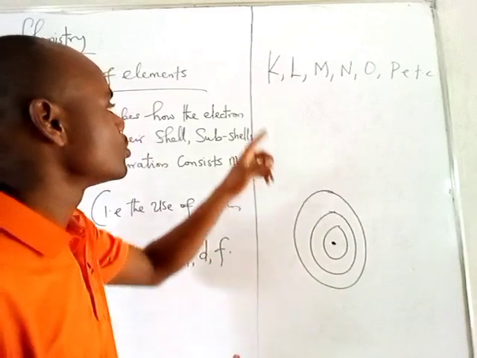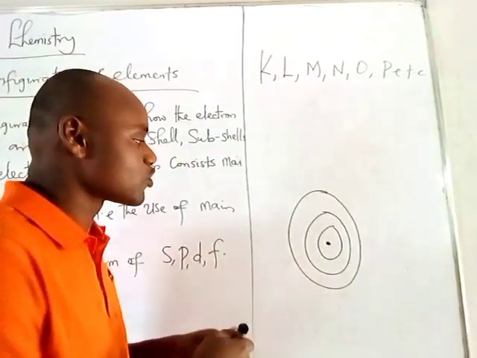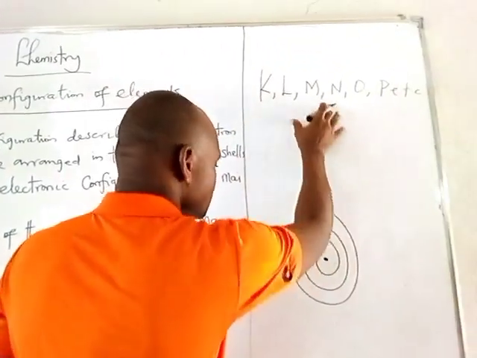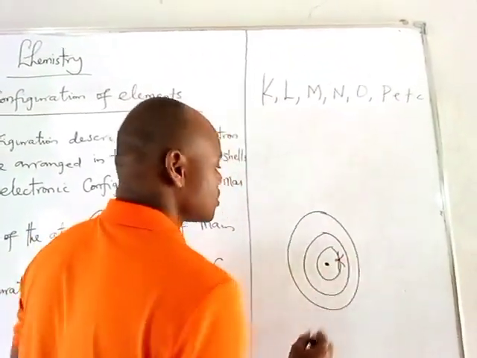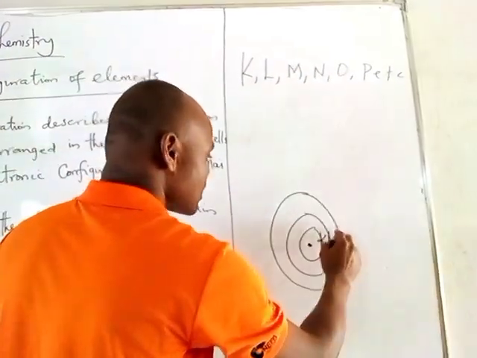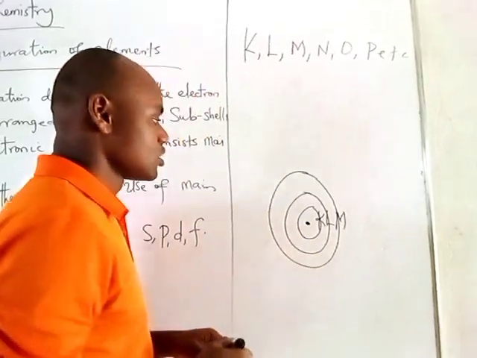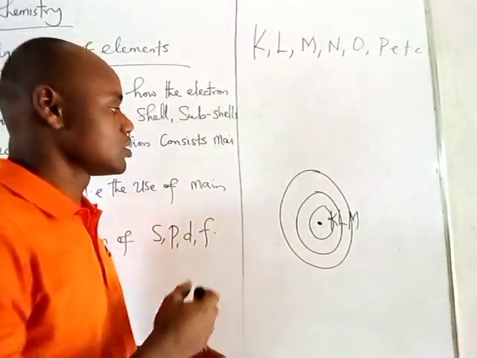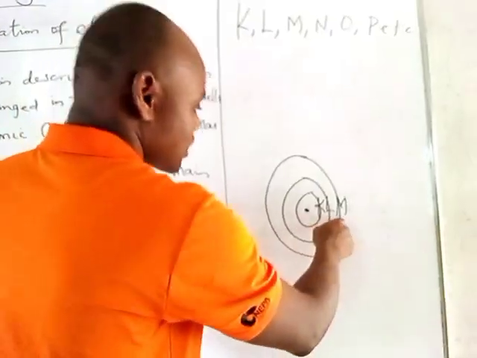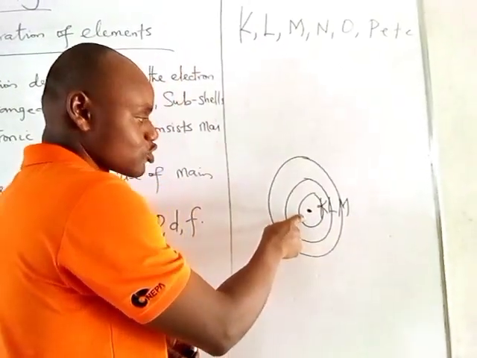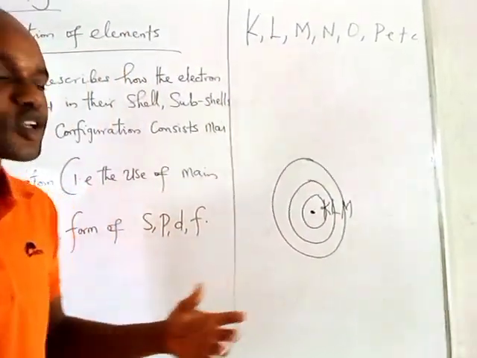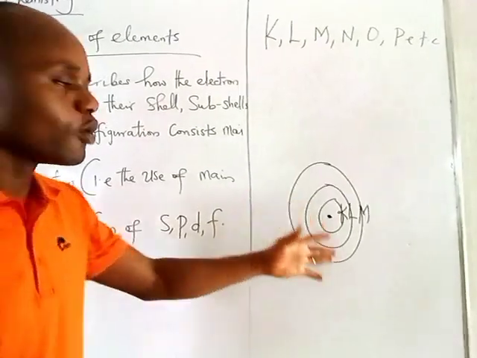Don't forget, we said we start from the K shell and we equally start from the nucleus. Now the first shell here, going by this shell, is our K shell, followed by the L shell, and followed by the M shell. So you don't fill it in the opposite direction. You don't put K, L, M. It's wrong. You start from the nucleus of the atom. So depending on the structure of the atom, you will know how you are going to number the shell.